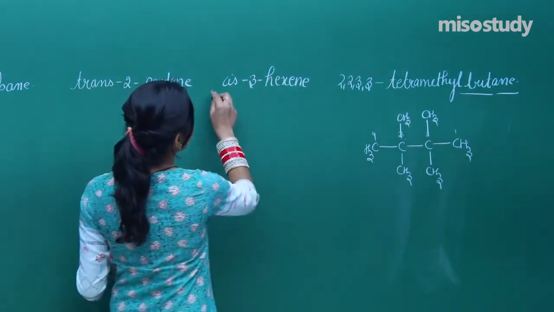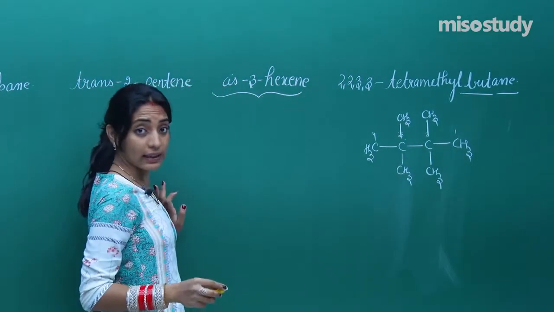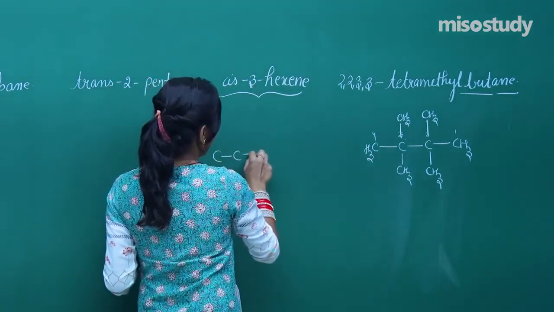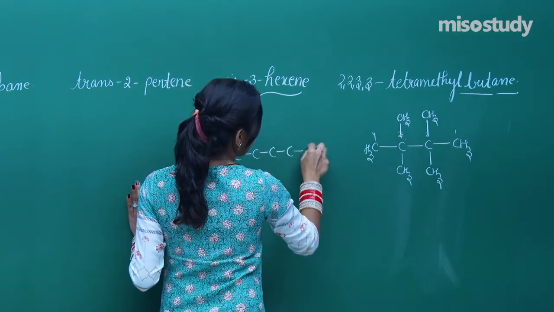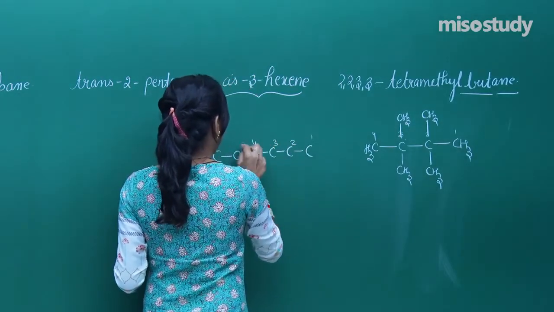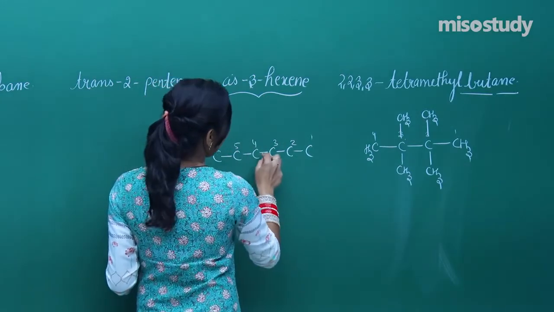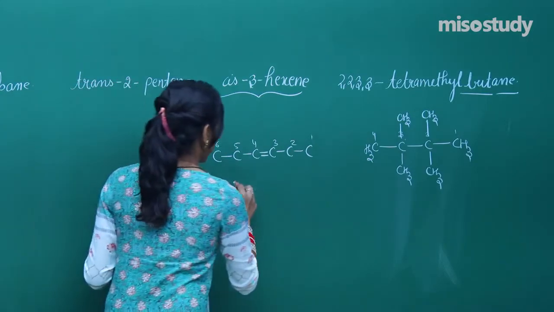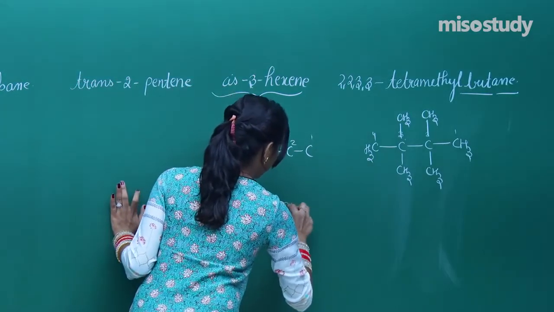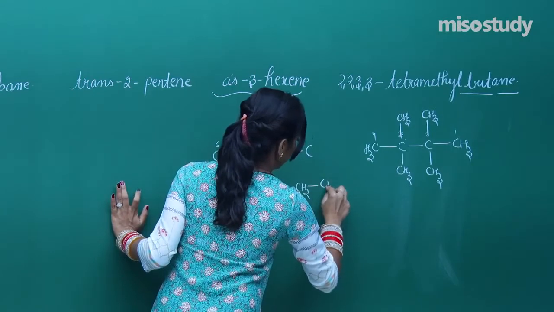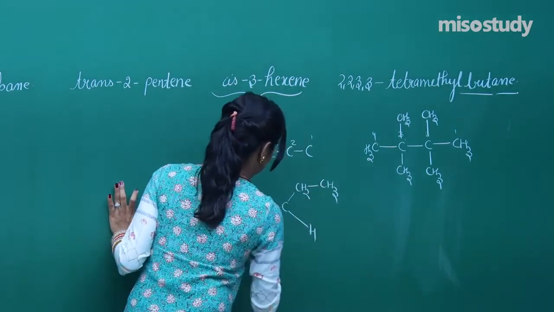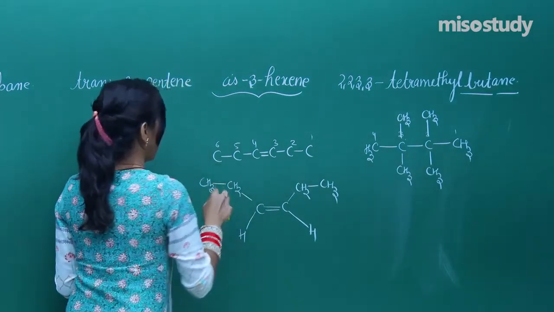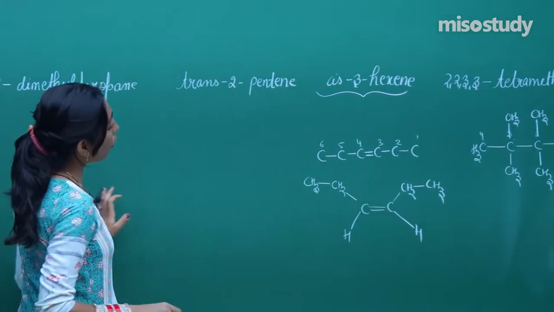Now second is cis 3 hexene. So we will say 1, 2, 3, 4, 5, 6, and at third position there is a double bond, okay. But I am talking about the cis form. So cis form will be CH2, CH3, H, H. So when the two same groups are on the same side, that is known as cis form. Fine.